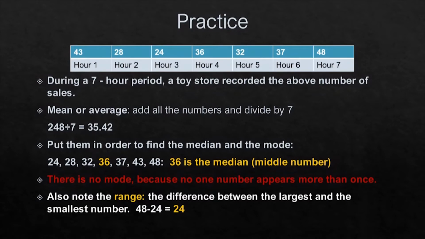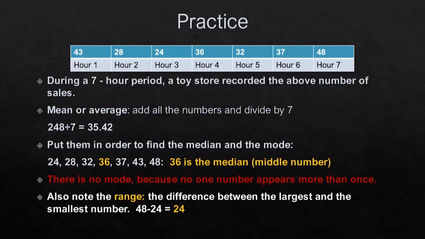So why do we divide by 7? Because there are 7 hours. If there were 5 hours of sales, we would divide by 5. When you add up all those sales, you'll get 248. You divide 248 by 7, and your mean or your average is 35.42.